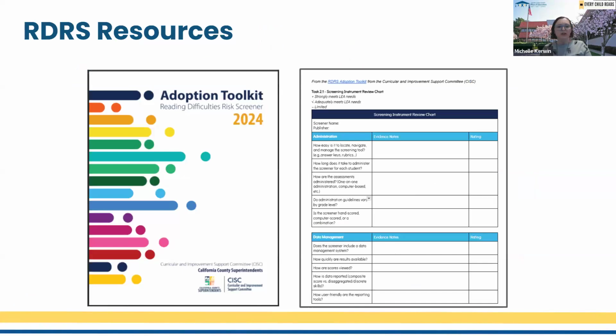We also want to point you to some important tools that can help you through this screening process. You can see the adoption toolkit on the screen, which was created by the Curricular and Improvement Support Committee, the ELA-ELD subcommittee, and it will give you lots of tools to help you with this adoption process. In addition, you'll see the screening instrument review chart that I just dropped in the chat. You can use this to help take notes today. I also emailed it to those of you who received an email this morning.